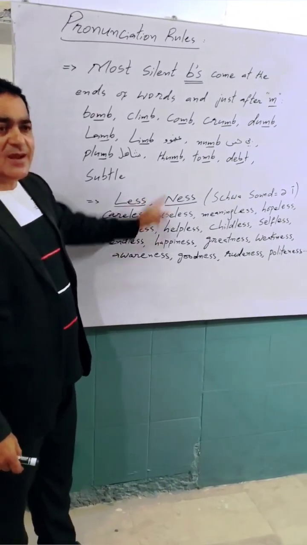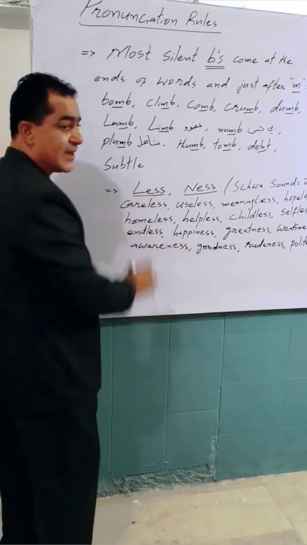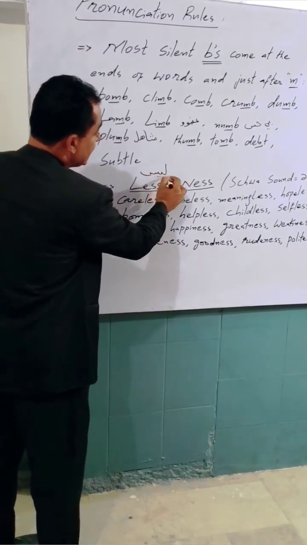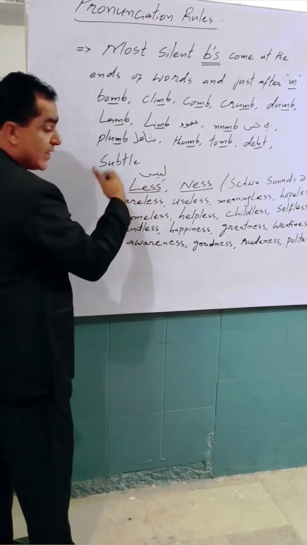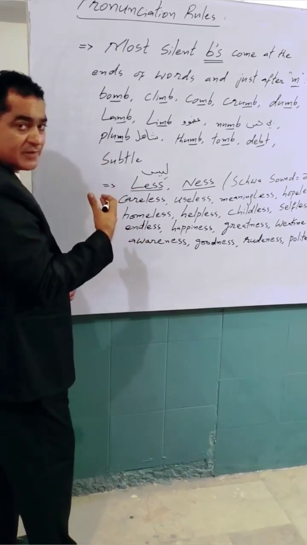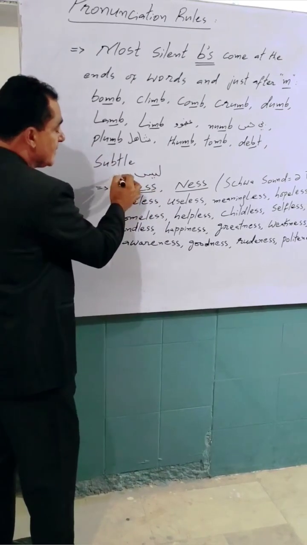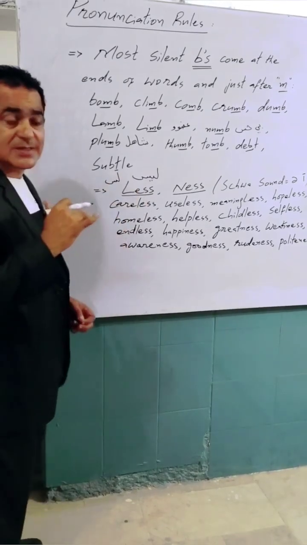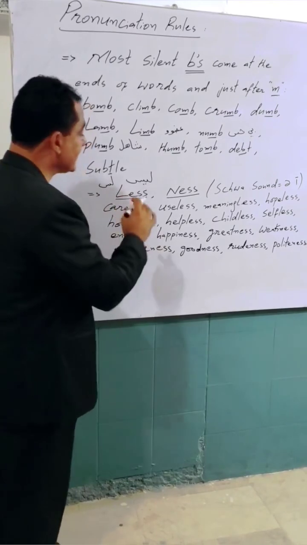L-E-S-S. Okay, they are mispronounced. How are they mispronounced? L-E-S-S. When it comes at the end as a suffix, it is pronounced las. This is not lace. When it comes at the end, as a suffix, it is pronounced las.